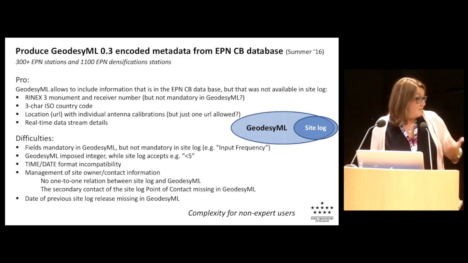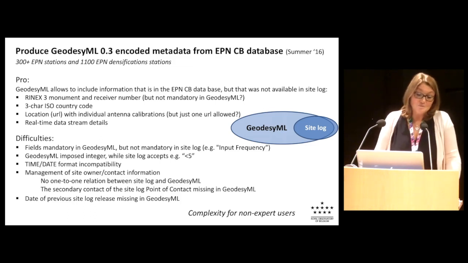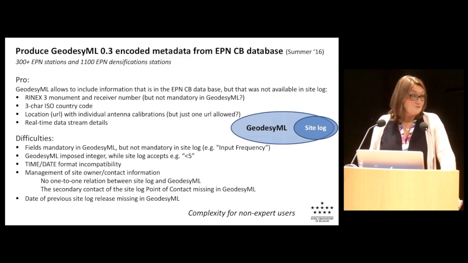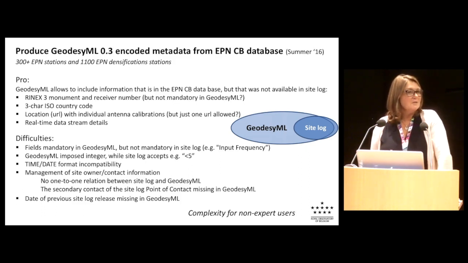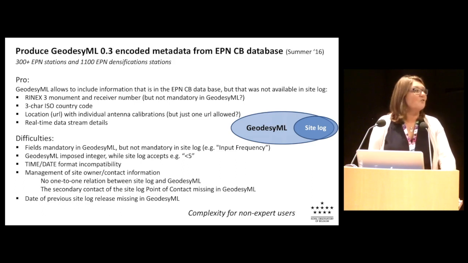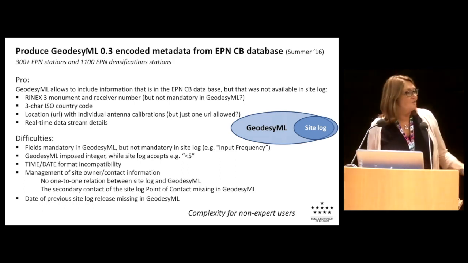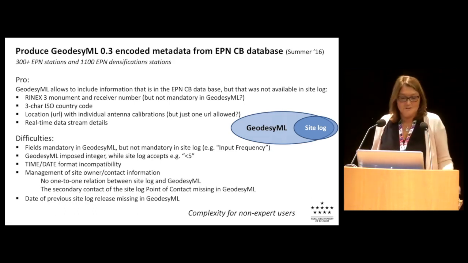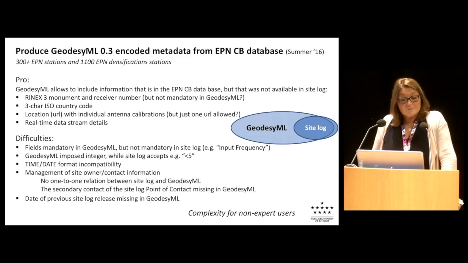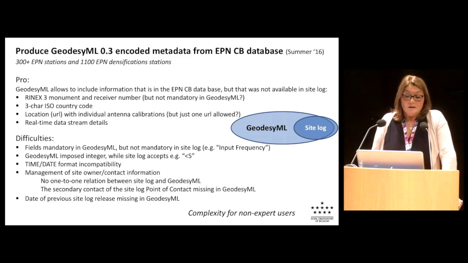Also interesting for us, again from the EPN side, is that we have the possibility to have the URL with the place where you can find individual antenna calibrations. Although we have the impression, and we are not experts in GeodesyML, I must confess, that there is just the possibility to have one URL. So if you have a URL pointing to a site picture, you cannot, in addition, have a URL pointing to an individual calibration. But these are details. Geoscience Australia has a forum, and we can discuss all the details there. We also have the possibility to include information about real-time data stream details and so on.